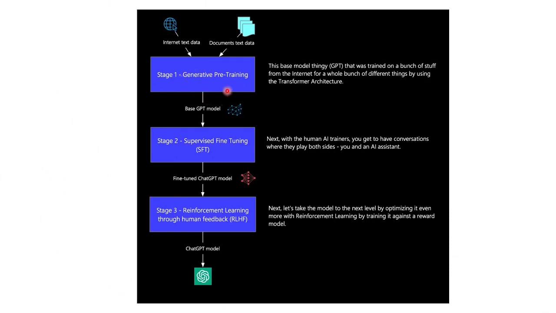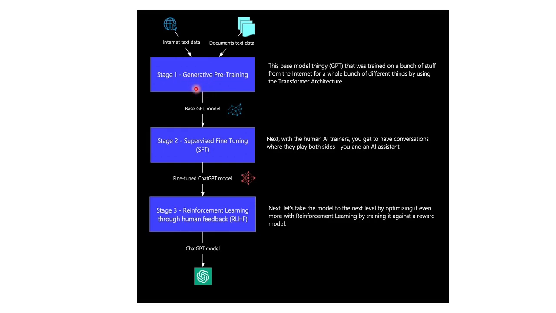Moving on with the first part of the video, how a large language model is trained. So you have three steps of LLM training. The first step is called generative pre-training. The second step is called supervised fine-tuning, and the third step is called reinforcement learning through human feedback.